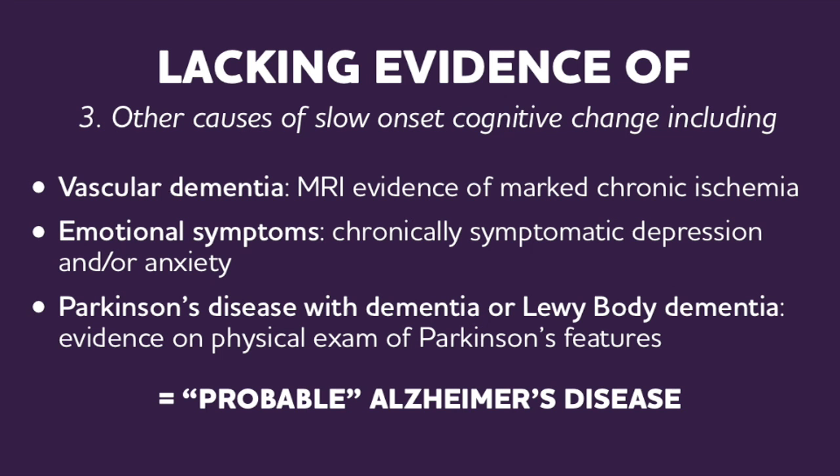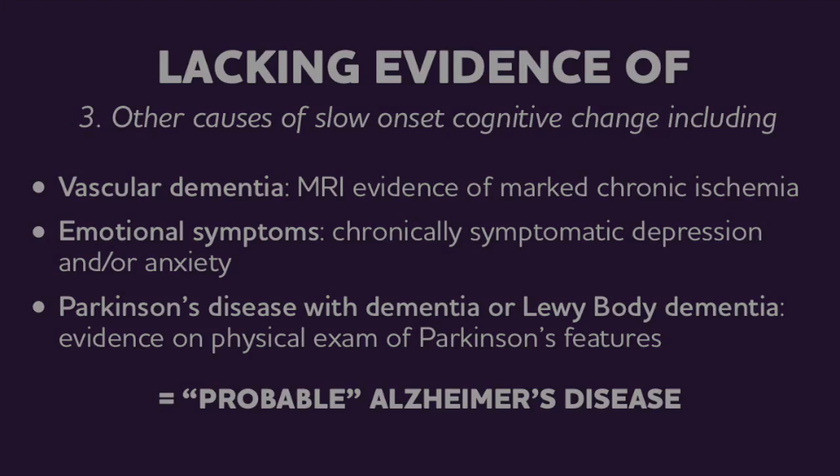Finally, you want to be sure you have no evidence of any of the other slow onset cognitive changes. These would include vascular dementia, where the MRI is going to be very helpful, or emotional symptoms of depression and anxiety. Finally, Parkinson's disease with dementia or Lewy body dementia are two types of dementia that on a physical exam will demonstrate evidence of Parkinsonian features as the clue to their presence.